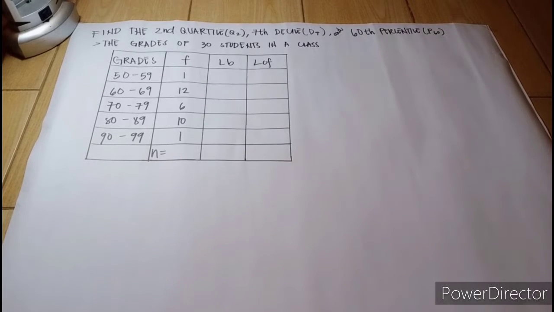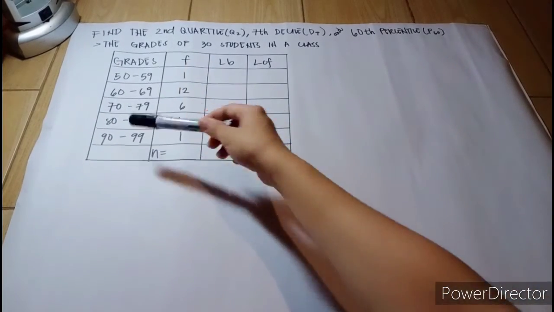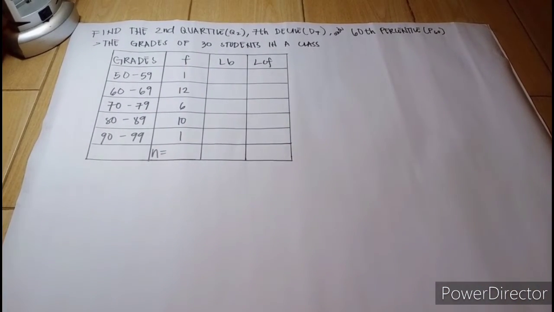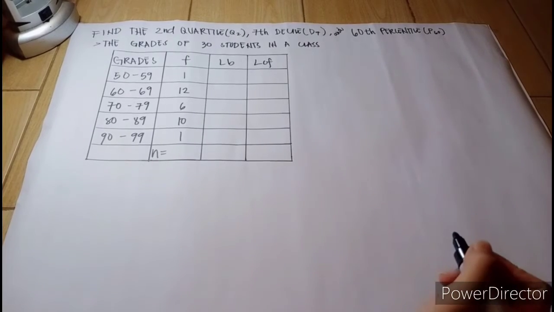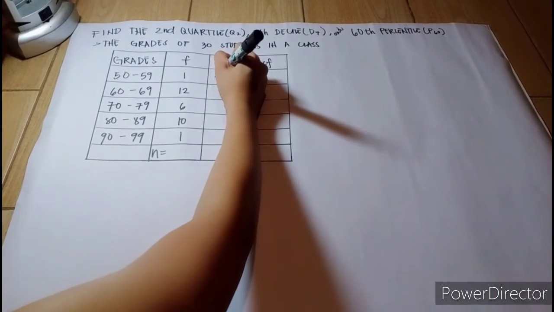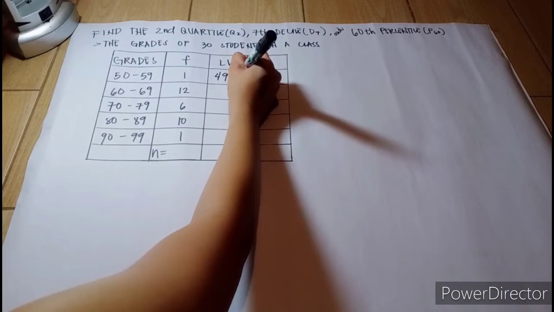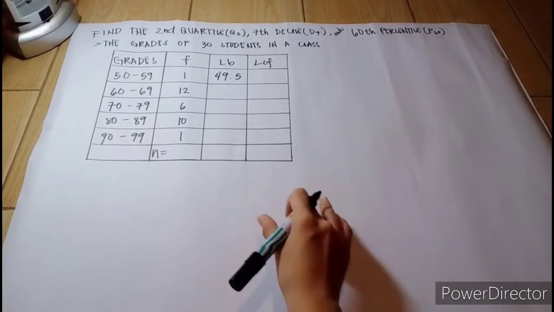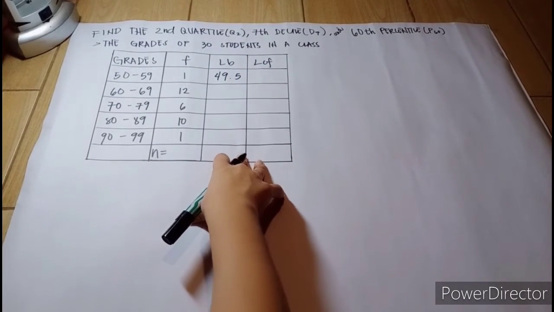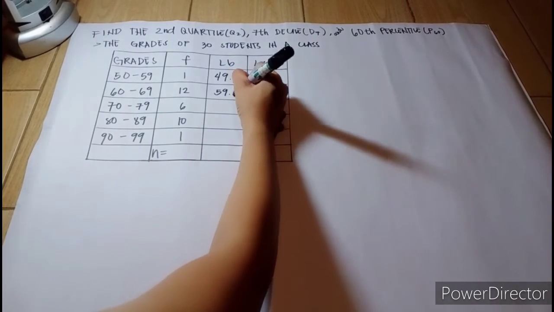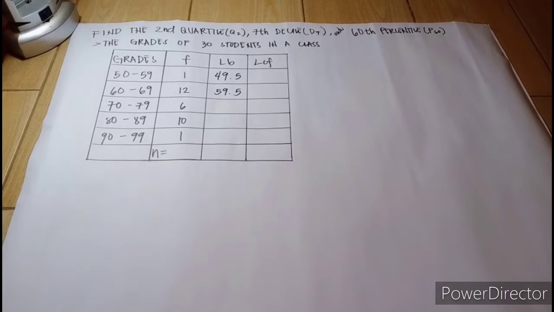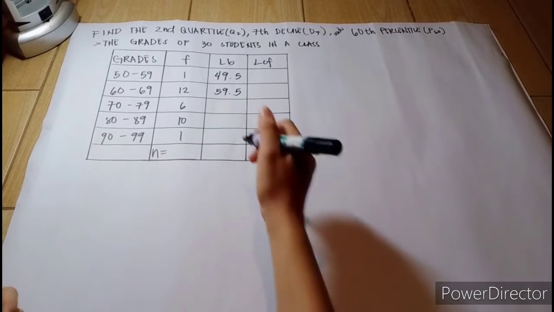First, we have to focus only on our lower limit. This is our lower limit. Then we have to subtract 0.5 from our lower limit. So 50 minus 0.5 is 49.5. Then 60 minus 0.5 is 59.5. 70 minus 0.5 is 69.5.